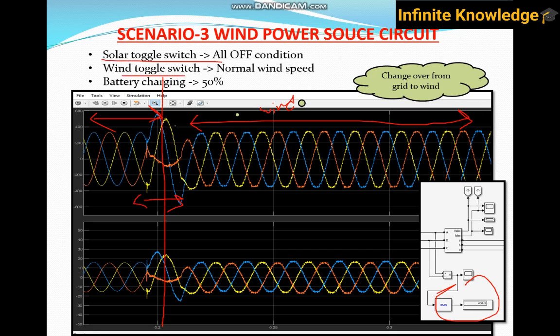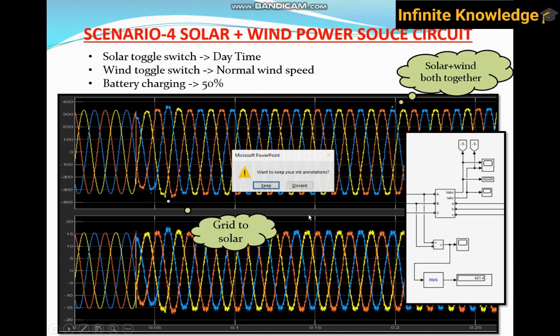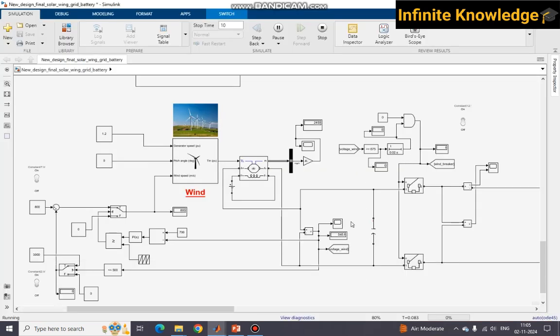Solar was in the off condition, wind is on, and the battery was 50%. You can see here the battery is getting charged on the wind also, with only wind in the picture. This is the voltage stability after some time, because wind takes some time to stabilize. After some time you can see the voltage comes to a stable condition due to PID tuning. So this is how it's working, and obviously we need to wait some time in the simulation. It takes a lot of time to generate a voltage.